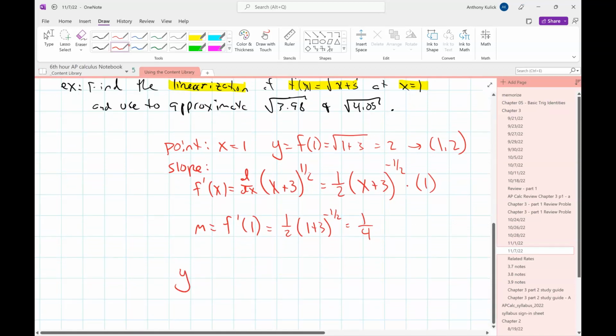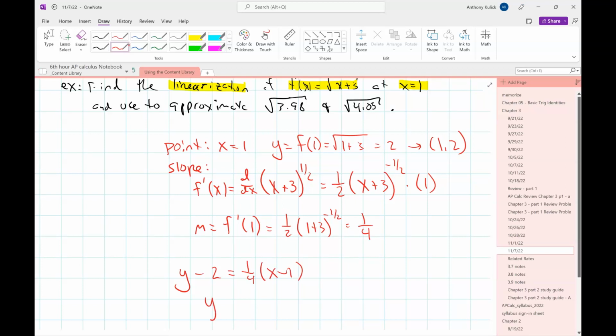So y minus y1 equals m times x minus x1. And then just rearrange some things here. So there's my linearization, the equation of my tangent line: 1/4 x plus 7/4.